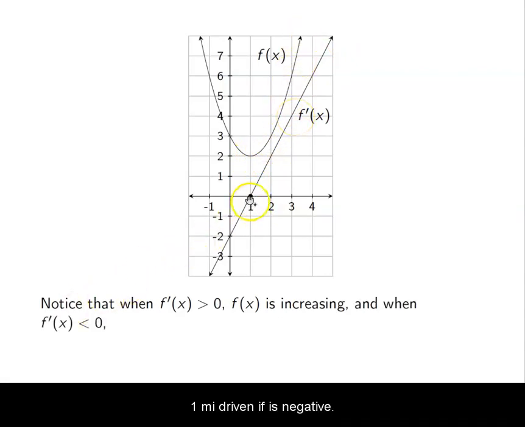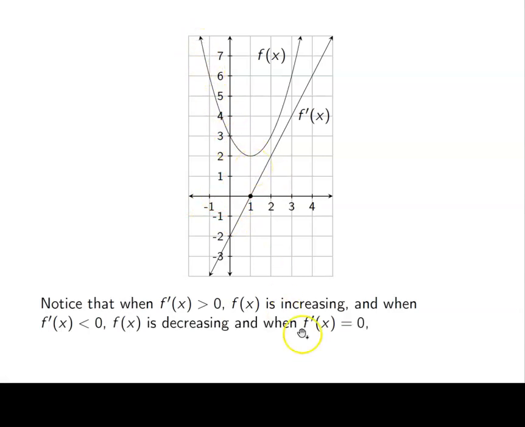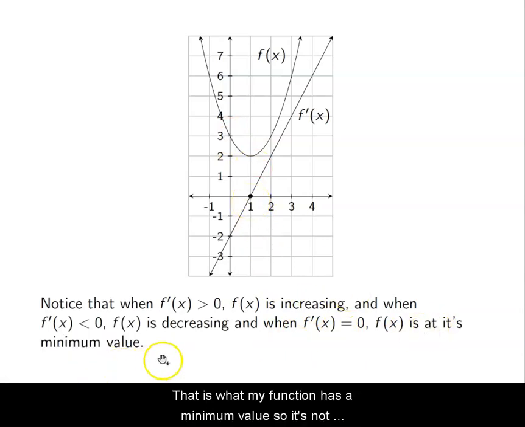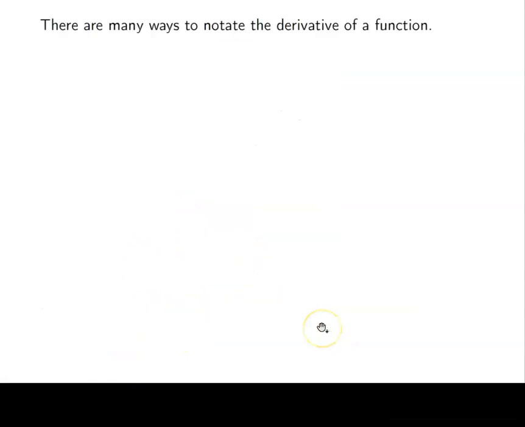When my derivative is negative, okay, here's when my derivative is negative. Over this same interval of x, that is when my function is decreasing. Okay. And when my derivative is 0 at 1, that is when my function has a minimum value. So it's not always a minimum. Sometimes it could be a maximum. Sometimes it could be neither. So we'll talk about that later on in this course.